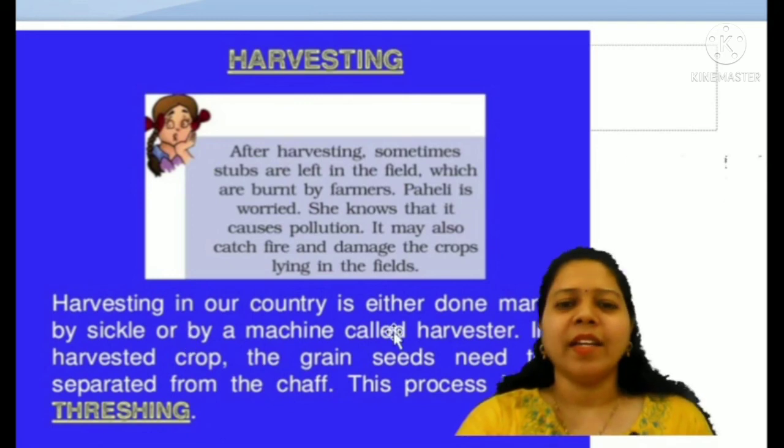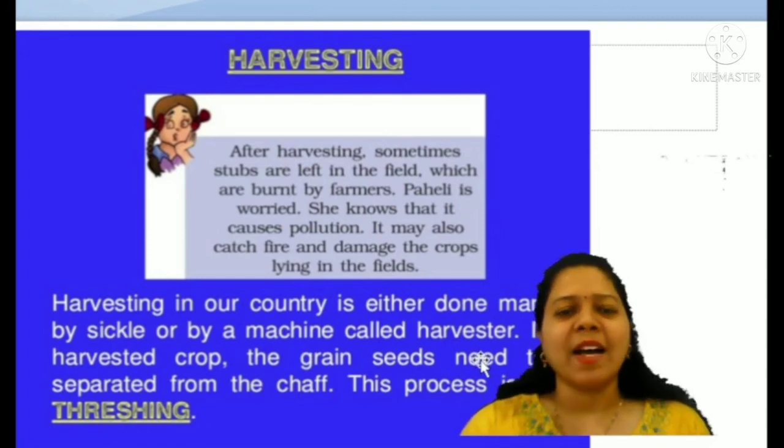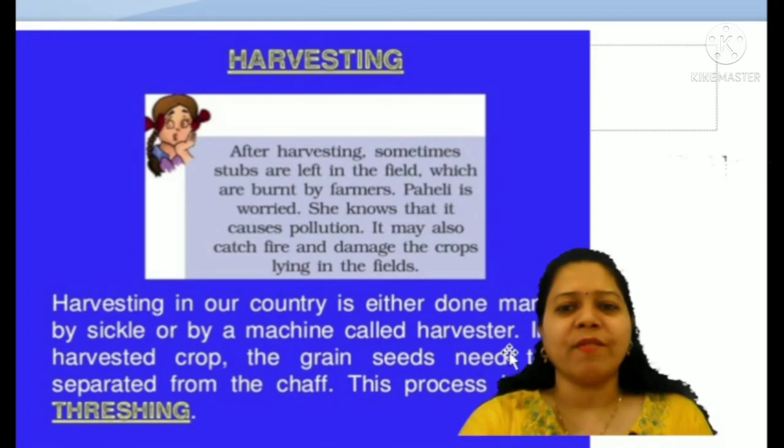Harvesting in our country is either done manually by sickle or by a machine called a harvester. We are able to harvest by both methods, manually as well as by using instruments, tools, and machines, and that machine is known as a harvester.